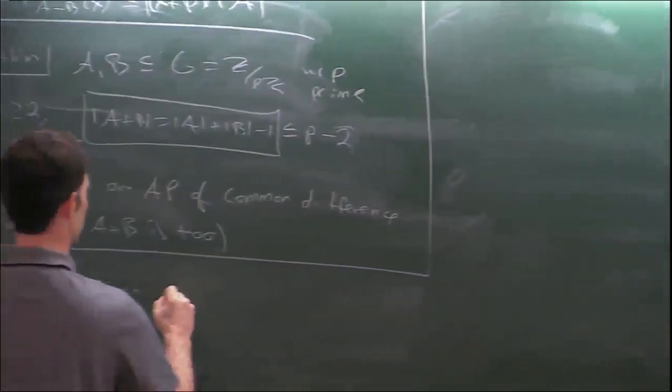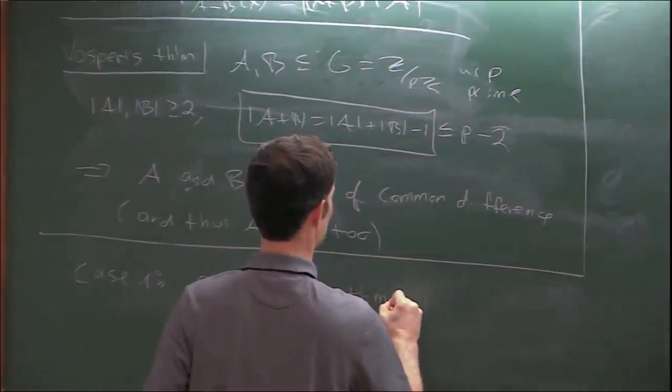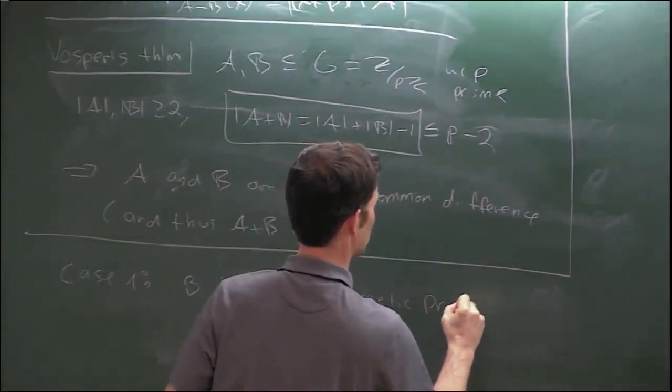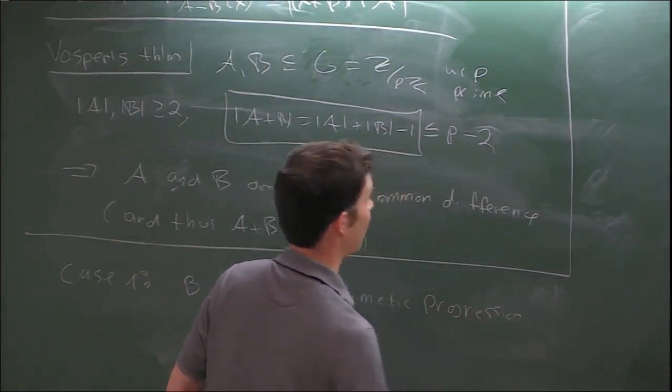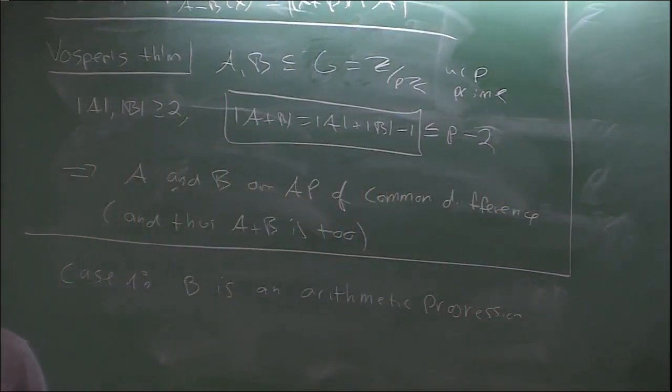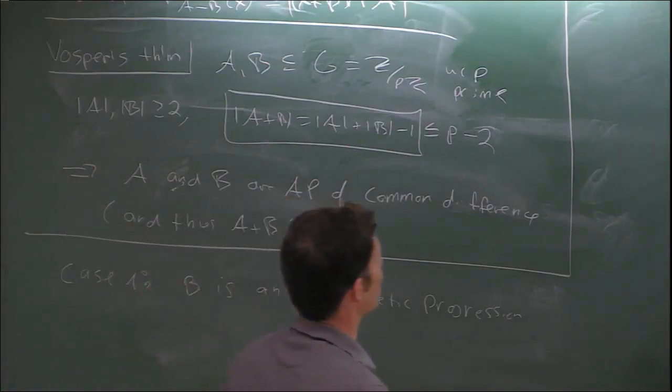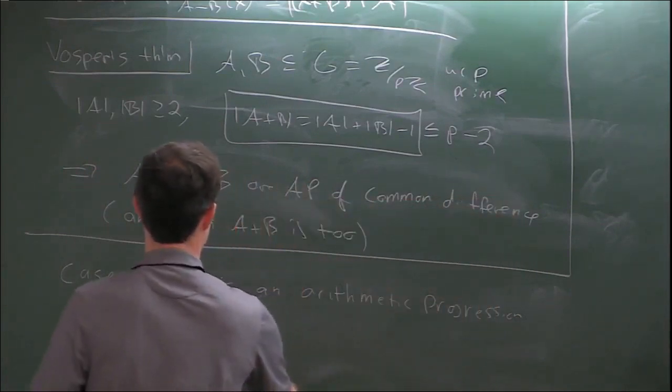All right, so let's start off with a simple case. We have this statement over here, where to begin. What if we begin with the first case? B is an arithmetic progression. So we have half the result. We need to show that both A and B are arithmetic progressions. We assume that we already know one of the sets is an arithmetic progression. That should help us. So let's do this case. Let's say with difference d.